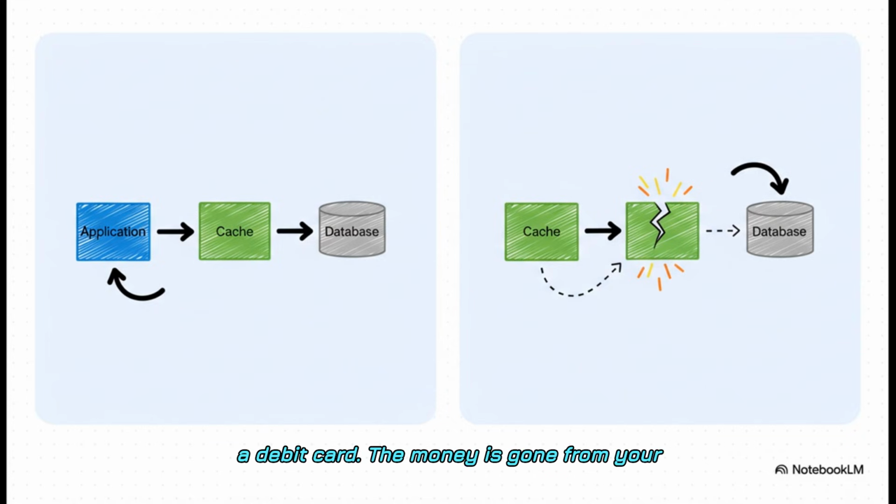The money is gone from your account instantly. It's super consistent, but it's a bit slower. Then you have write behind. Here, the app writes to the cache and gets a quick "okay." The cache then writes to the database later in the background. This is more like a credit card. The purchase is instant for you, and the bank figures out the settlement later. It feels much faster, but there's a tiny risk that if the cache crashes before it saves to the database, that data could be lost.